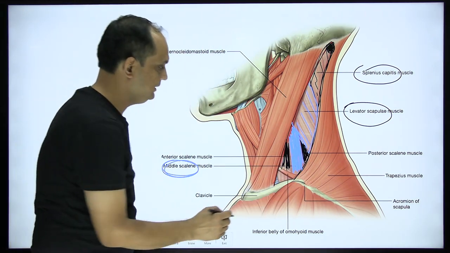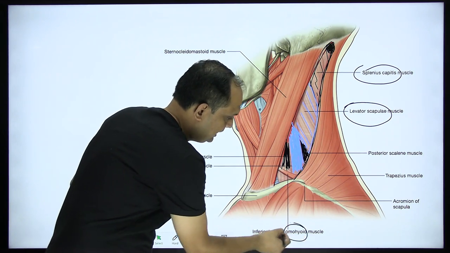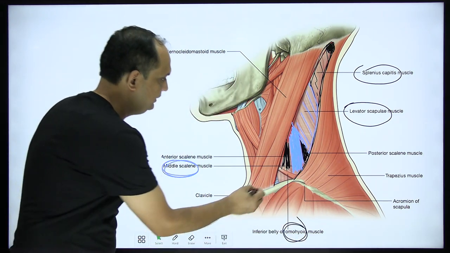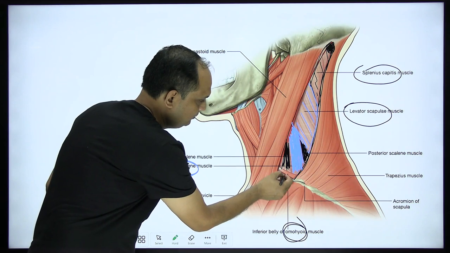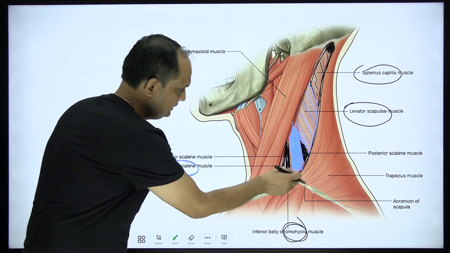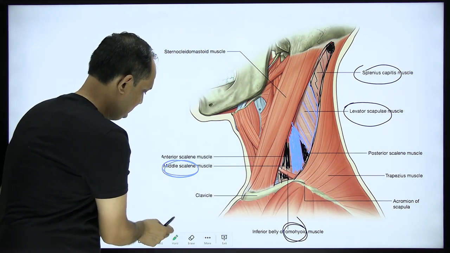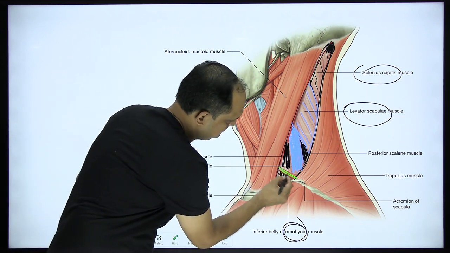And in the lower part, you will realize that you have the inferior belly of omohyoid, and this inferior belly of omohyoid passes anterior to this scalenius anterior. So where is this omohyoid? So this is the omohyoid.